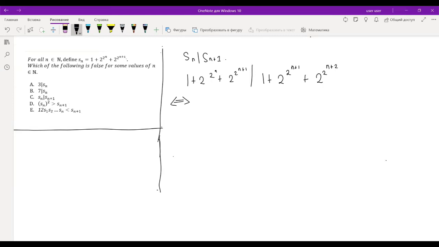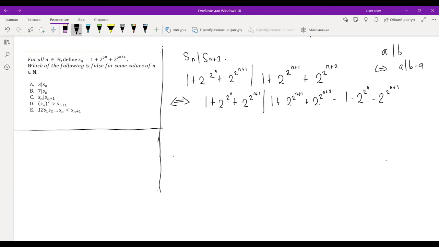So from here, we can do some basic manipulations. For example, A divides B if and only if A divides B minus A. So this is what we're going to apply here. We're just going to subtract the left hand side, the divisor, from this, because I want to clear out this one. As you can see, 1 will cancel out, and also 2n plus 1 will cancel out.